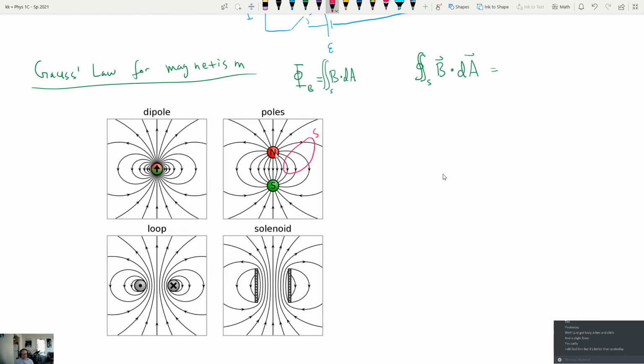Because remember, these magnetic fields, they're three-dimensional. So there's also a field line that comes out from the north and goes into the south here, but it goes out of the page, right? But whatever, we're only looking at a two-dimensional picture, so we'll use a two-dimensional surface.